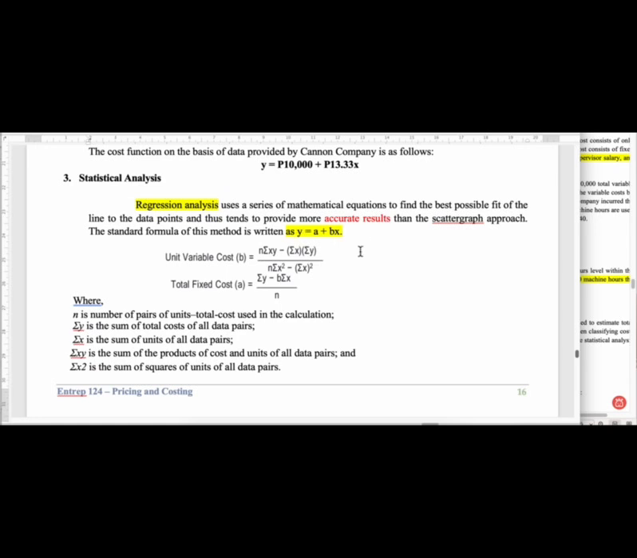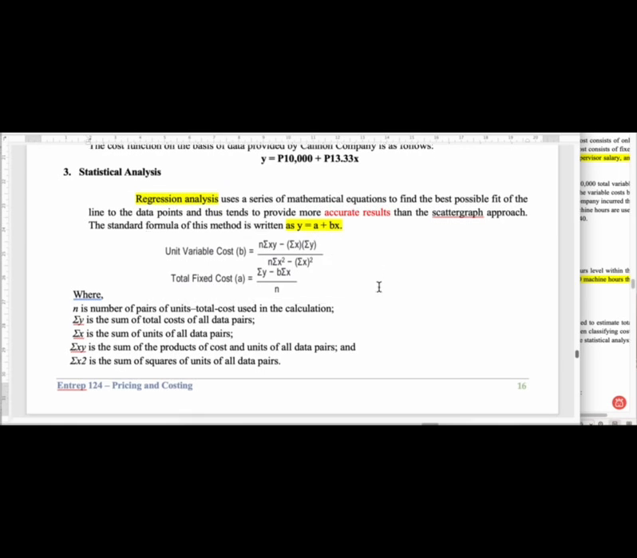So this is our standard formula: Y equals A plus BX. In this formula, A will be our total fixed cost and B is our unit variable cost. With that, we have specific formulas for B, our unit variable cost, and for total fixed cost. And what X is, we will know later on.